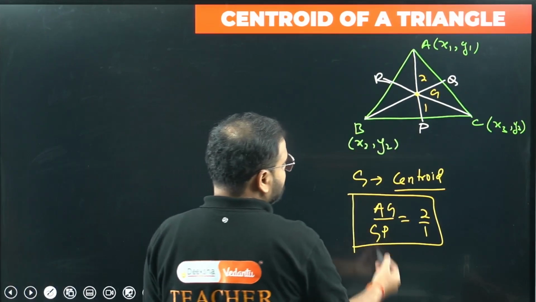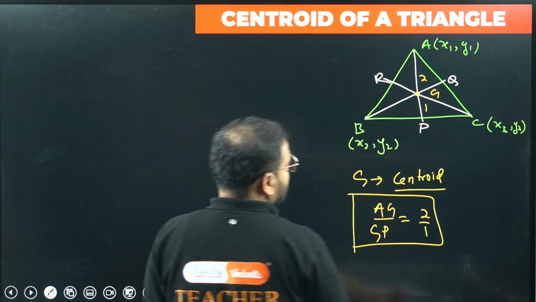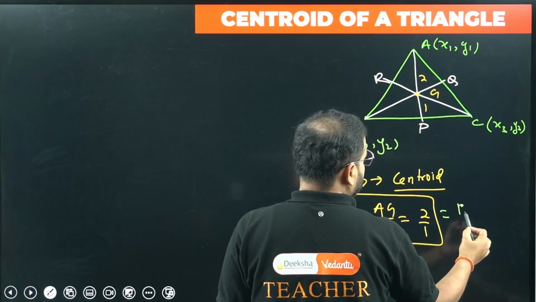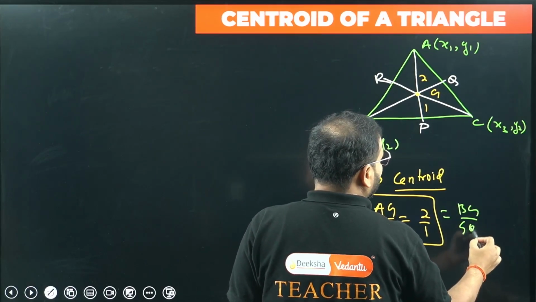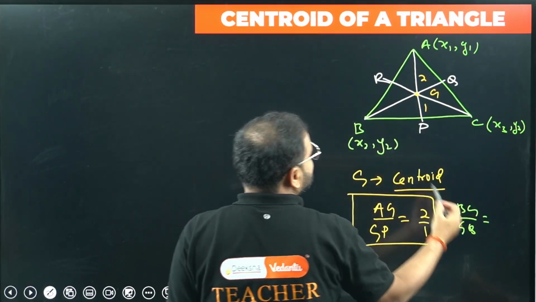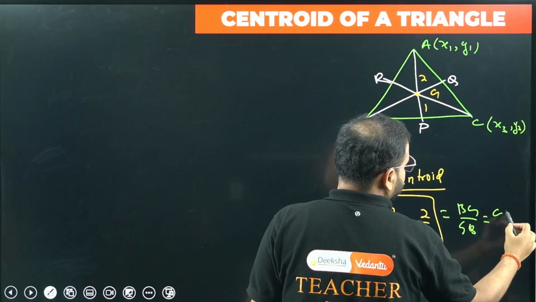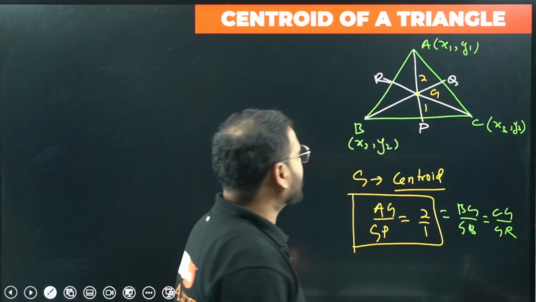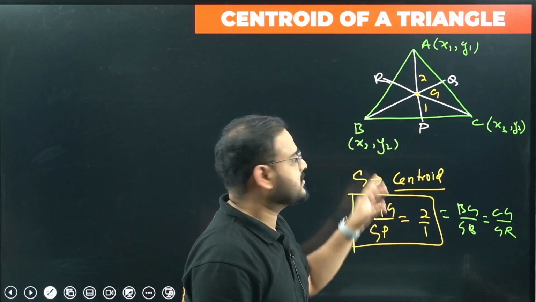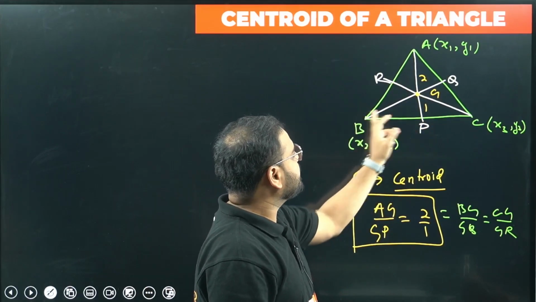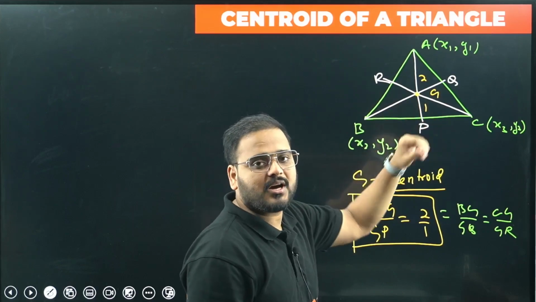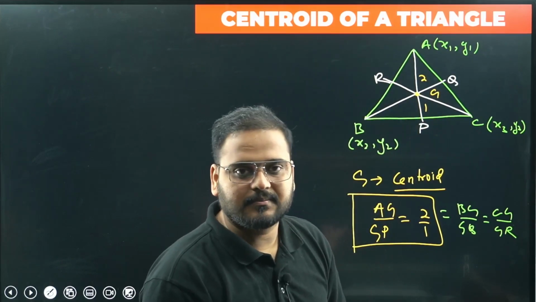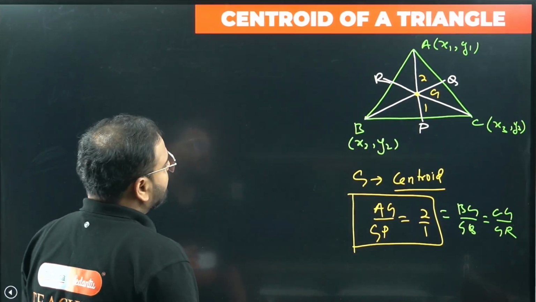So I have to write this. Please check. AG to PG is 2:1. Same way it is BG to GQ, and same way it is CG to GR. It is the same across all the medians. AG to GP, BG to GQ, or CG to GR, every time will be 2:1 only. Is that clear? Okay. Now this is clear, sir.